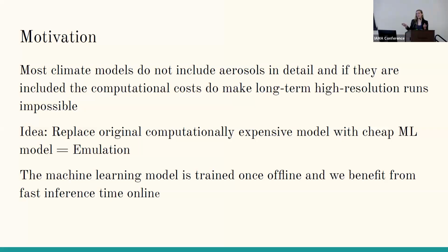So the overall idea here is just that most global climate models don't include aerosols in sufficient detail, mostly due to computational constraints. So here the idea is just to use ML as a speed up. We replace an aerosol model that already exists with a faster ML surrogate, which we call emulation. So it's quite similar to Andrew's approach.